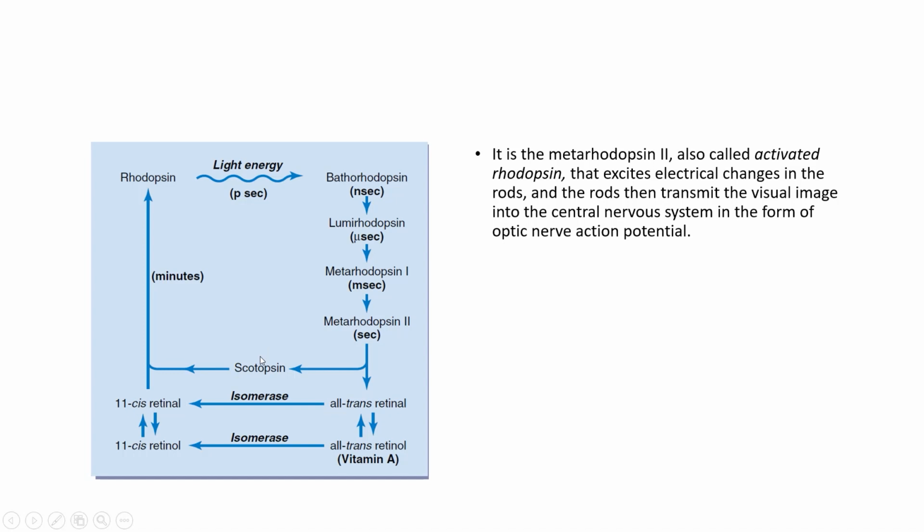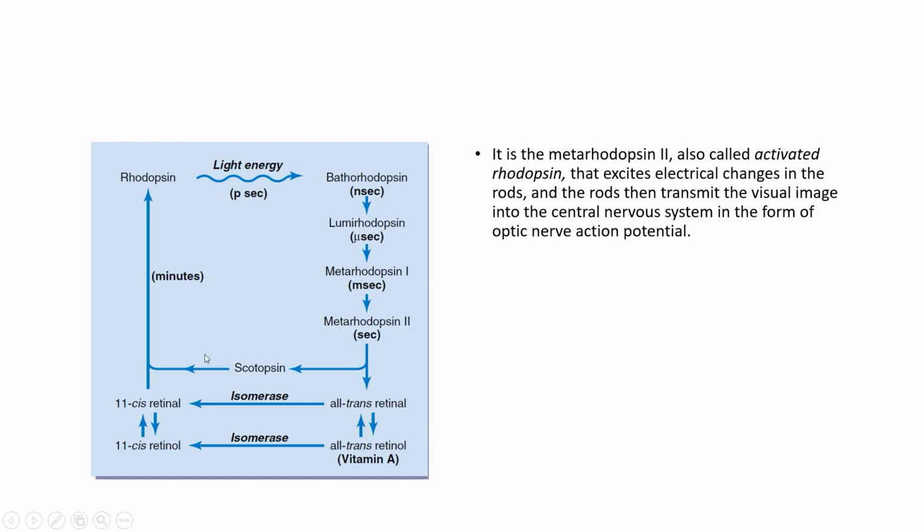But opsin cannot remain attached to the trans form of the retinal. It can only stay attached with the cis form. That's why transretinal gets separated and opsin gets separated after the formation of metarhodopsin, right? But at any point, we require this visual pigment, rhodopsin, for us to see, right? So this transretinal somehow has to be converted into cis retinal so that the rhodopsin is regenerated.